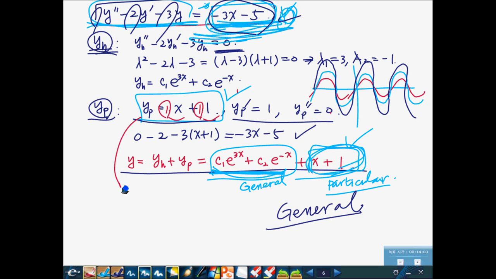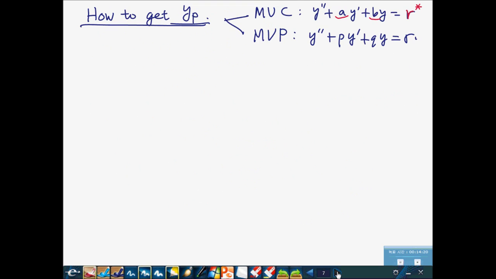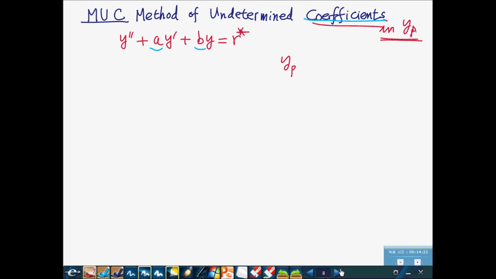We can generally express this to be k1x plus k0 times 1. And then we decide k1 to be 1, k0 to be 1. That's a method. So MUC is method of undetermined coefficient in YP. This is the method to determine the coefficient in YP accordingly.